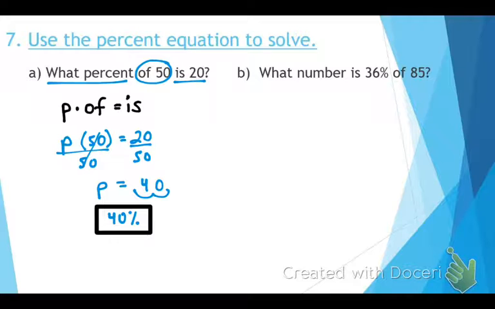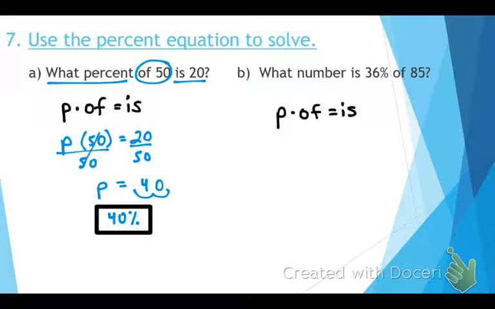Okay, so I want you guys to go ahead and do this next one. What number is 36% of 85? If you look at 6B, what was the answer on 6B, the front of our paper? 30.6. So hopefully you're going to get that same thing. Go ahead and do it with your partner. Start off with writing what the percent equation is. Remind me again, guys, what's the percent equation? P times of equals is. Very good. Okay, so do it with your partner, please.